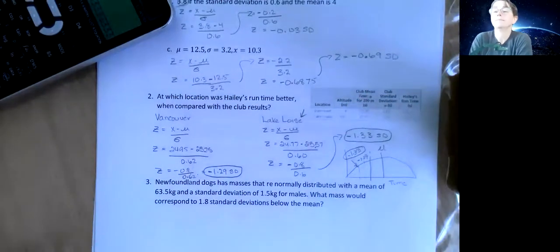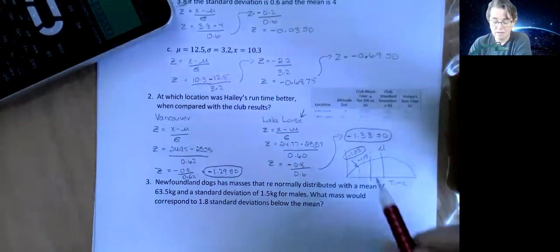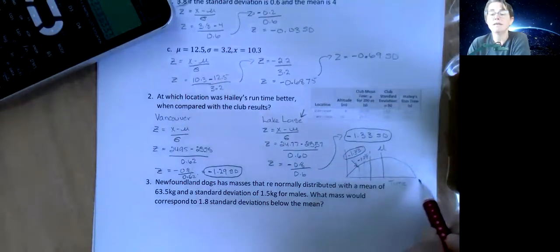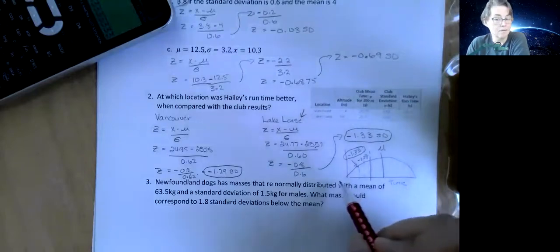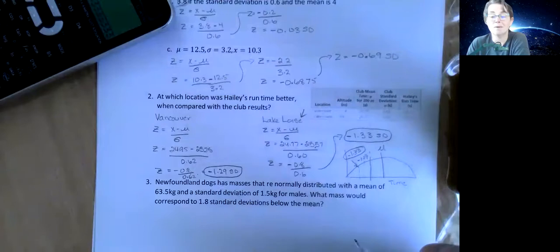Or, kind of some indirect reasoning, if I'm looking at marks where I want high numbers, I want to be as far this way as I possibly can. The farther I am this way, the better I'm doing. Well, this is running and I want to be lower. So probably the farther I am that way, the more negative I am, the better I'm going to be. Either way, Haley was better in Lake Louise in comparison to the rest of the team.